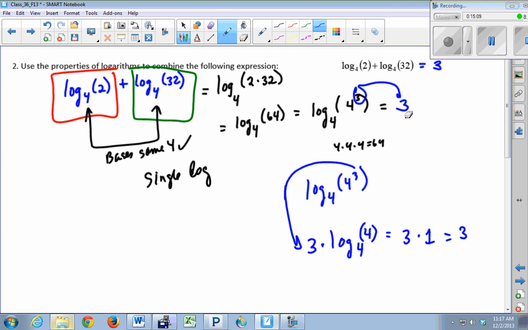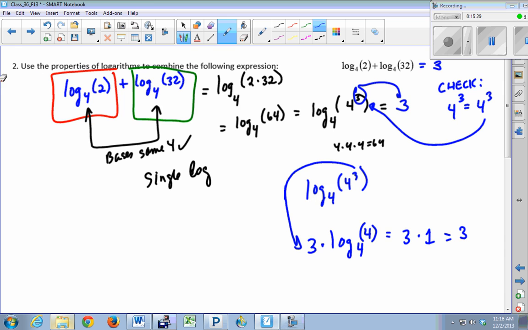And remember, you can always check your answer to a log problem because you can check it by writing it in exponential form. Your base here is 4. 4 raised to the third power is 4 to the third, which is what you started with right there. That's your input into the log function. Any questions?